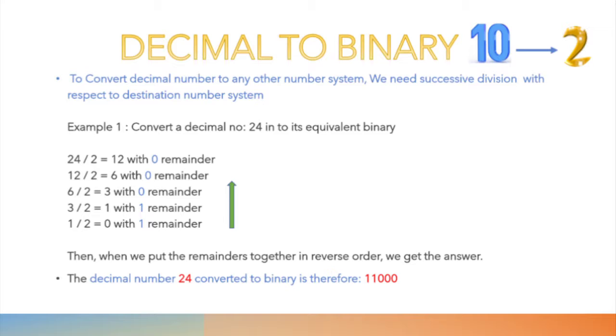6 is successively divided by 2. We will get the answer 3 and again 0 is the remainder. 3 is again successively divided by 2. We will get the quotient as 1 with remainder 1. And this 1 is further not divisible by 2, so the remainder will again be 1. Then all the remainders are noted from bottom to top. And now we get 11000 as the equivalent binary for the decimal number 24.